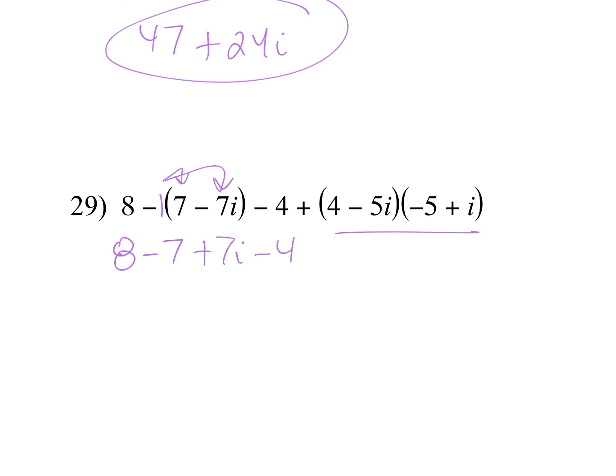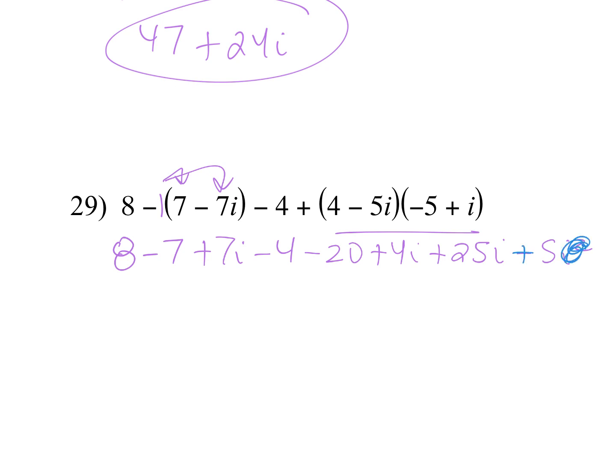Now we need to FOIL. What's 4 times negative 5? Negative 20. What's 4 times i? Plus 4i. Negative 5i and negative 5 is plus 25i. Negative 5i and a positive i is minus 5i squared. What do we do with i squared? Cross it off, change the sign.